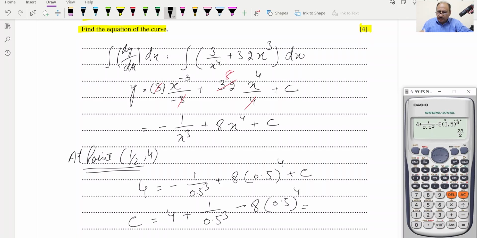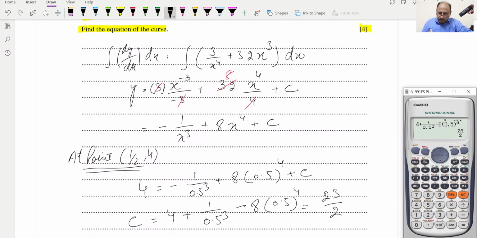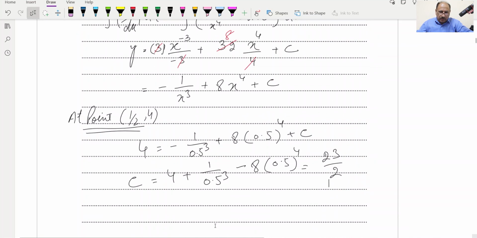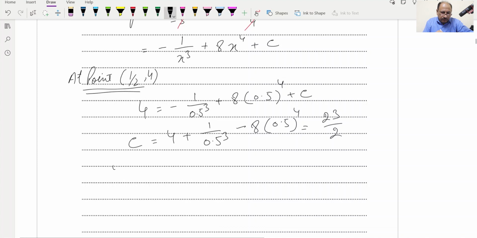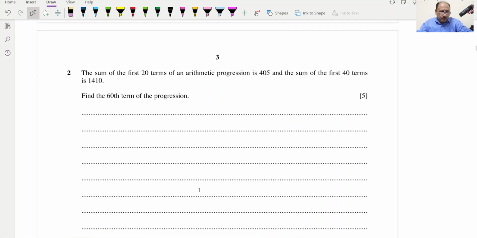This is equal to 23 over 2. So c is 23 over 2, and our final equation of the curve will be y is equal to minus 1 over x cubed plus 8x raised to power 4 plus 23 over 2, and this will be the final equation. Hopefully you understood this.